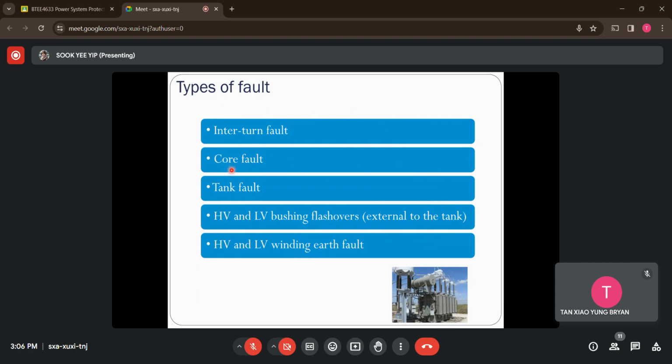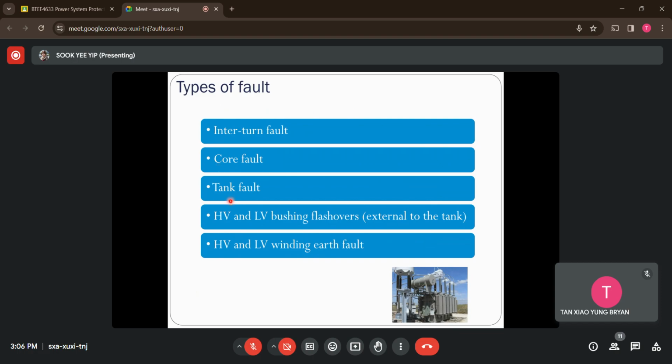The next one here, we have the core fault, or we call it the transformer core fault. This transformer core failure indicates that the core might be overheating and become damaged due to high current flowing through the transformer windings. All right, it has turned into the saturation mode.